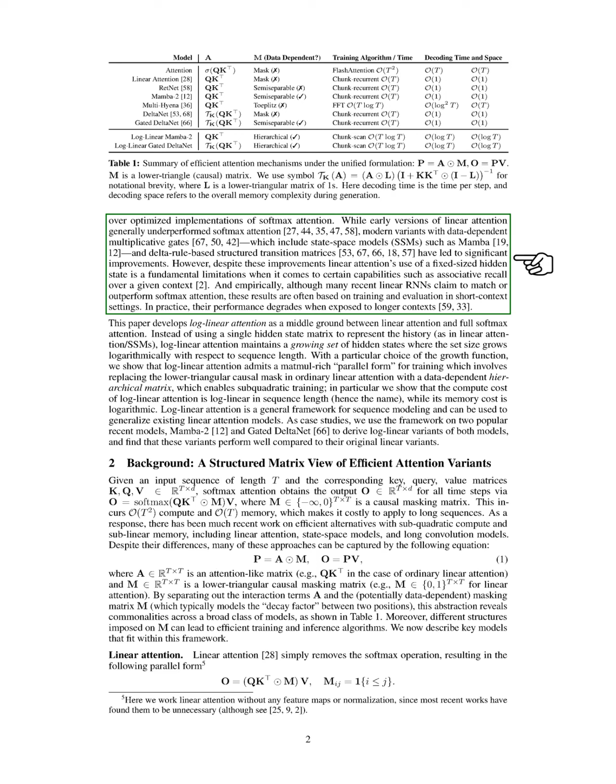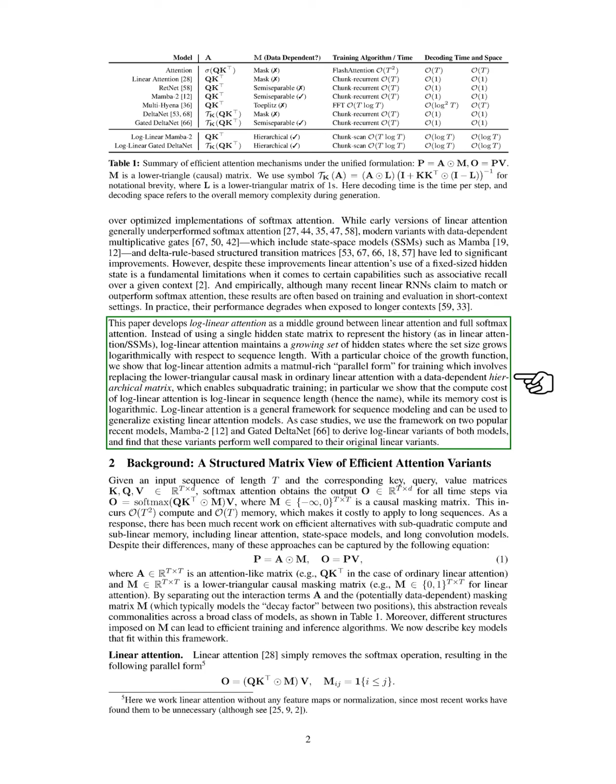While earlier versions of linear attention did not perform as well as softmax attention, modern variants that incorporate data-dependent multiplicative gates, such as state space models like Mamba, have shown significant improvements. However, a fixed-sized hidden state in linear attention limits certain capabilities, like associative recall over longer contexts. Empirically, many recent linear RNNs claim to match or exceed softmax attention, but their performance often declines with longer contexts.